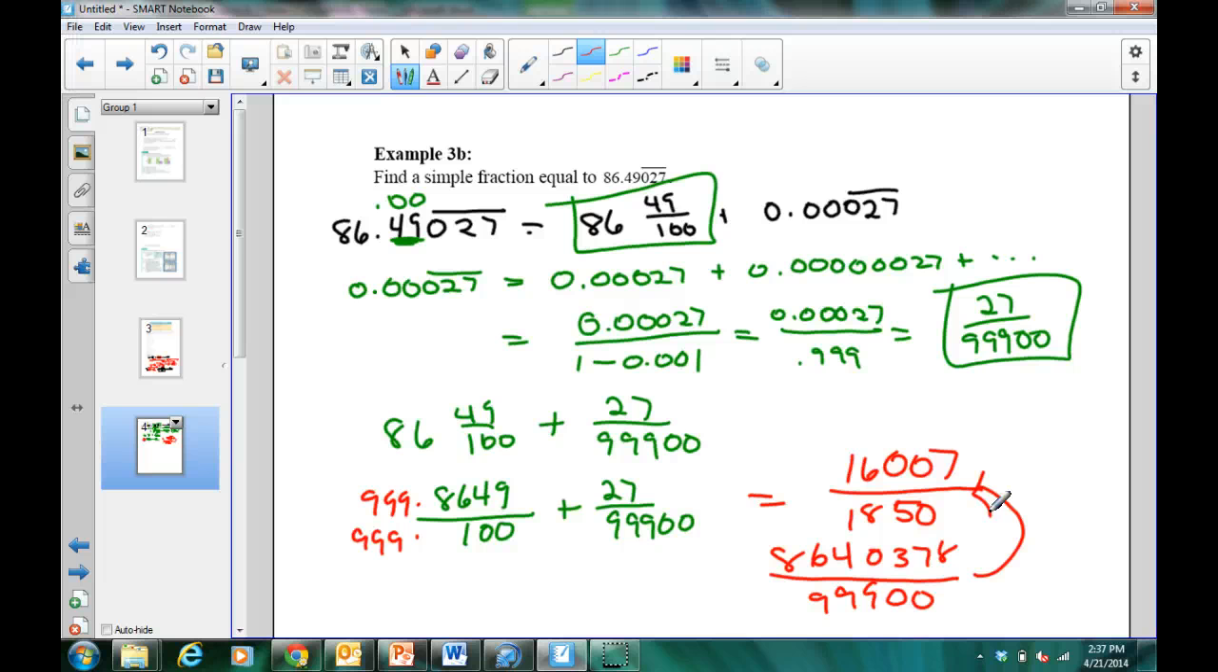Okay? So wait, what is it? So this is in its complete reduced value. This is equivalent, but it's not totally reduced.